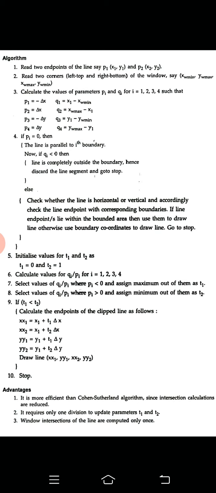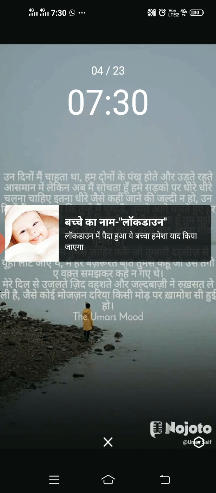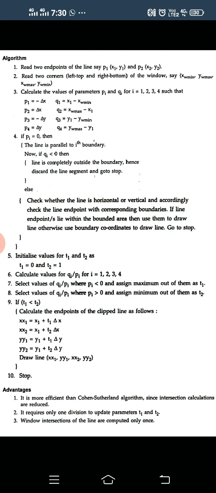In the fifth step, initialize the values of t1 and t2. In the starting, we discussed that the parameter t lies between 0 and 1. It can be 0 or it can be 1, but not more than 1 or less than 0. So initialize t1 equal to 0 and t2 equal to 1. The next step is to calculate the values of qi and pi for i equal to 1 to 4.